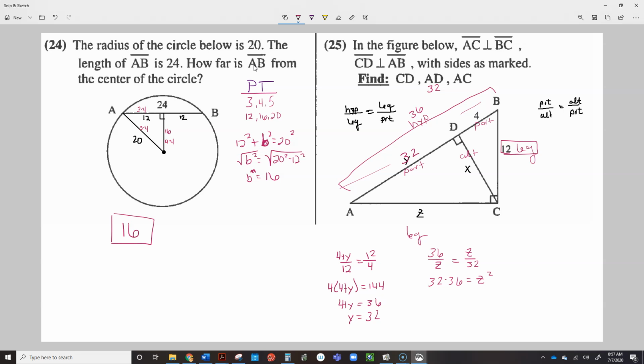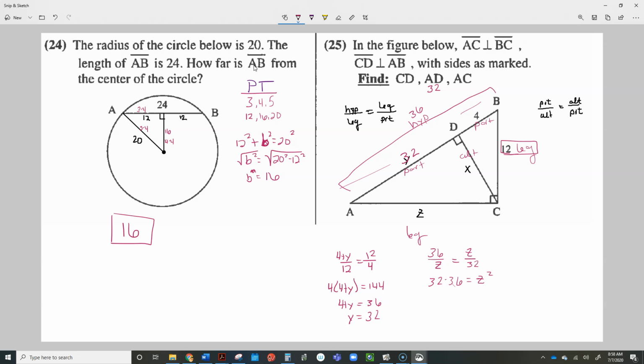And I'm going to do 32 times 36, and then I'm going to take the square root of it. Uh-oh, I hit the wrong button. Square root, answer. I still haven't gotten it yet because I hit the wrong button. Why is that not giving me... I know it's, well, okay, let's do it like this.